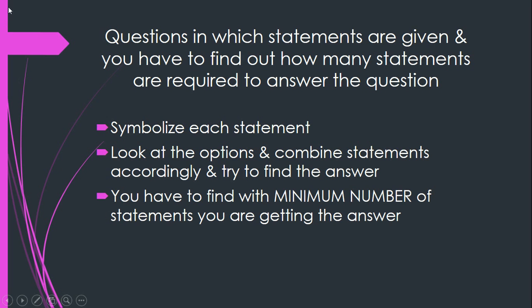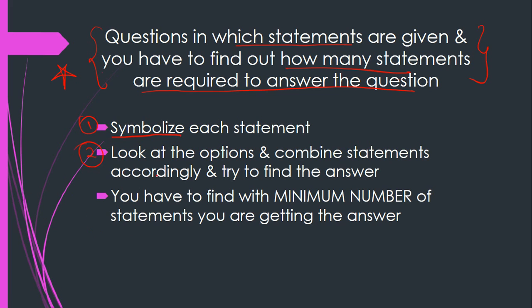Now, a few questions are asked in blood relation of this type, in which statements are given, and you have to find out how many of those statements are required to answer the question asked. Okay, this is a very important type of blood relation because these are little tricky questions. So how to solve these questions? If you follow these steps, then these questions are not tricky at all. First of all, take each statement individually and symbolize it. This is the first step.